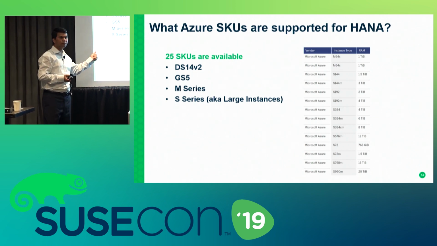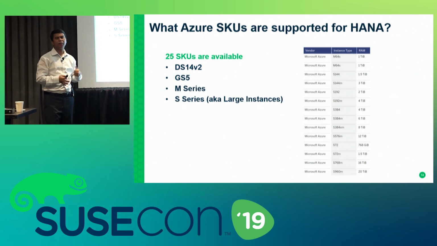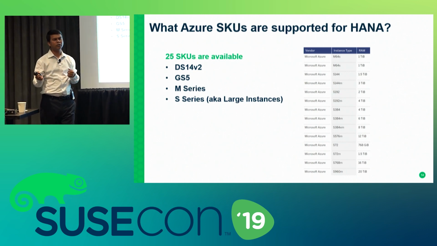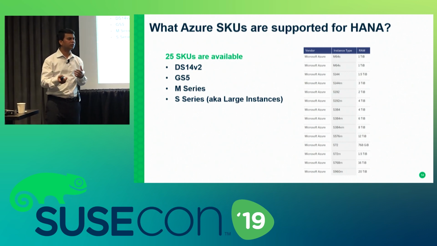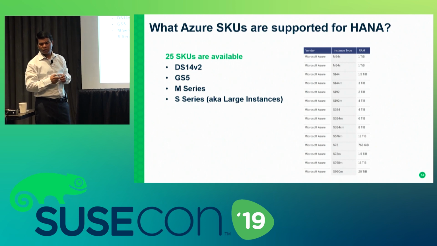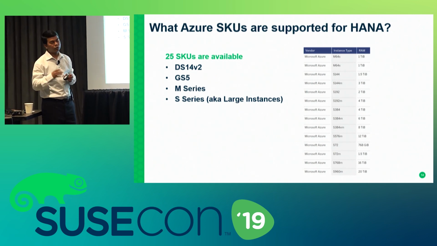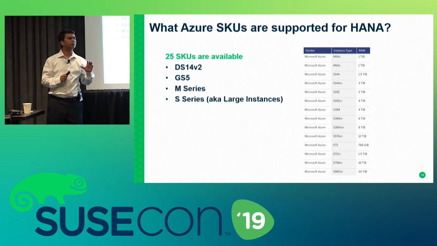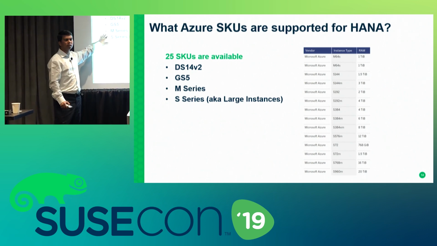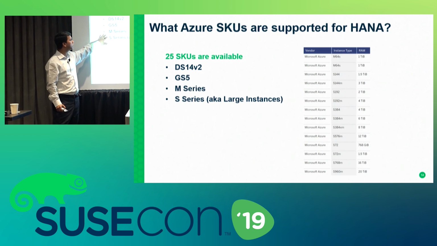You have GS5, then you have the M series. People are using the M series over GS5 because of the cost consideration, and then there are other advantages like the, sorry, the write accelerator. That kind of feature advantage you can take on the M series. So it's the most popular for HANA nowadays.